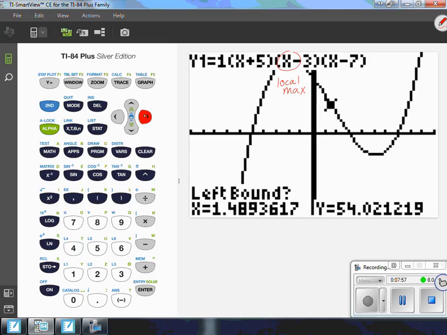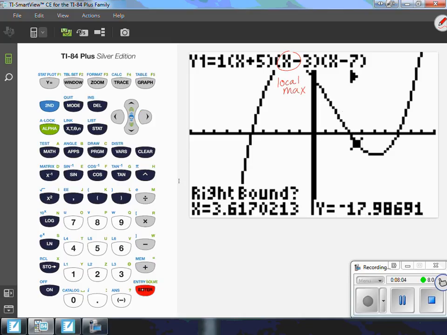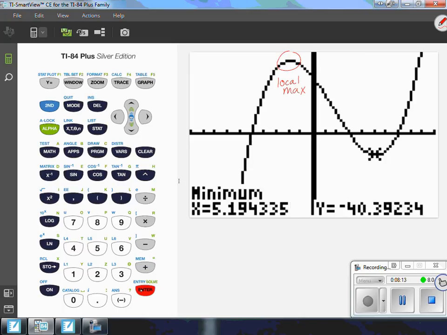We're going to have to move our bug over to get to the left-hand side of the minimum. So if you notice, I'm pushing my arrow over to get to the left-hand side of my min. Hit enter once, scroll over, hit enter twice, and then enter one more time. And there is your local minimum right there. This is my local min. And I want you to take a minute, record it on your answer sheet. 5.194 and negative 40.392.